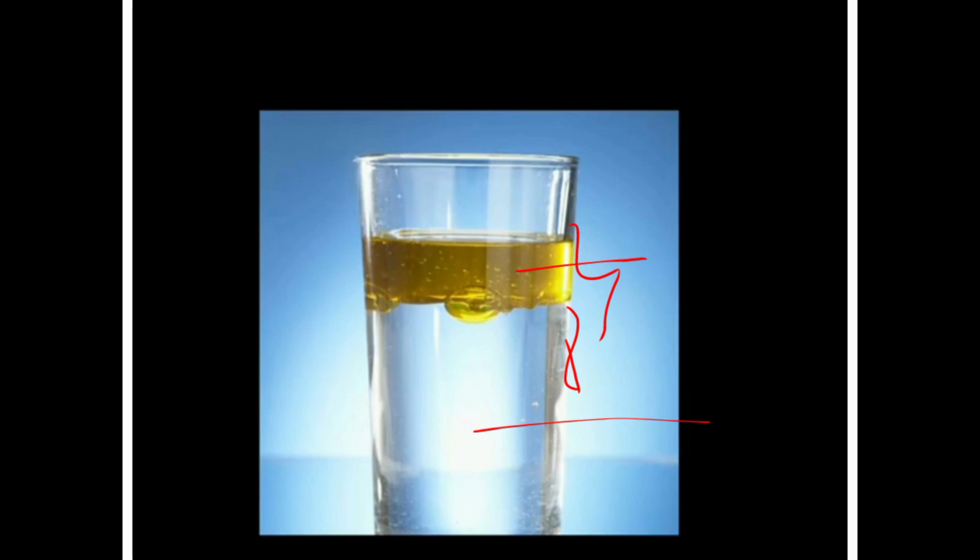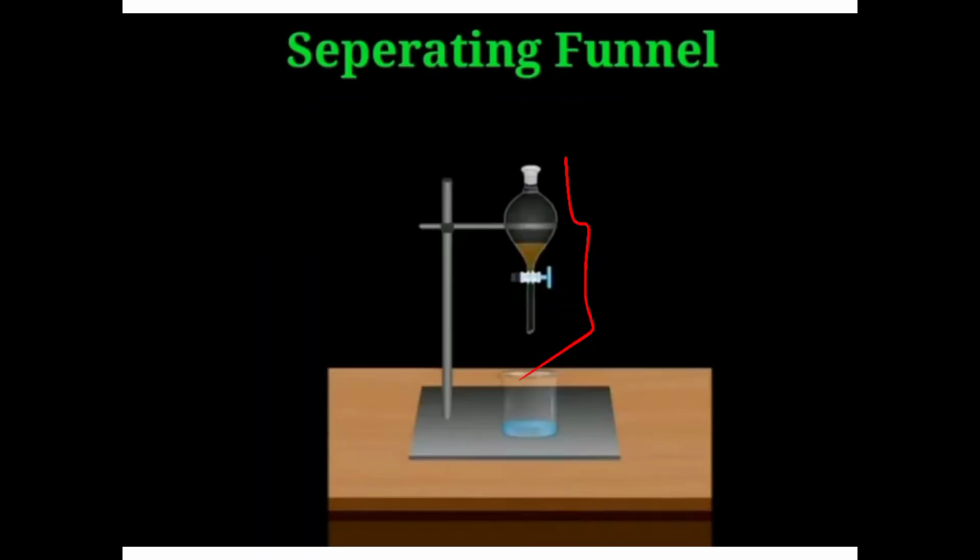So this way two separate layers of oil and water are formed. Then open the stopcock of the separating funnel. We'll open this stopcock. This is the stopcock of the separating funnel. We will pour out the lower layer of water carefully and slowly from here. Then we will close the stopcock of the separating funnel as the oil reaches the stopcock.